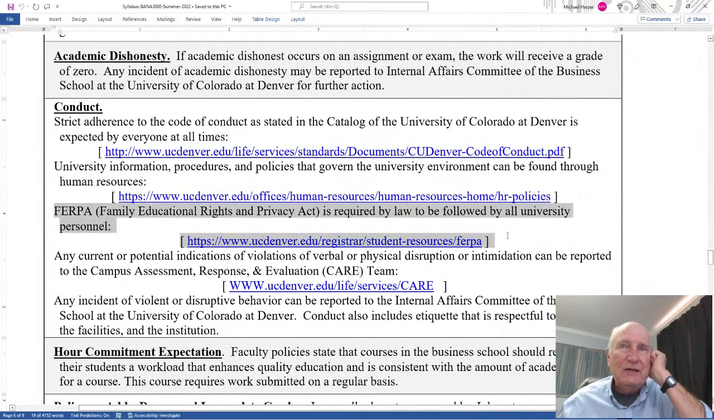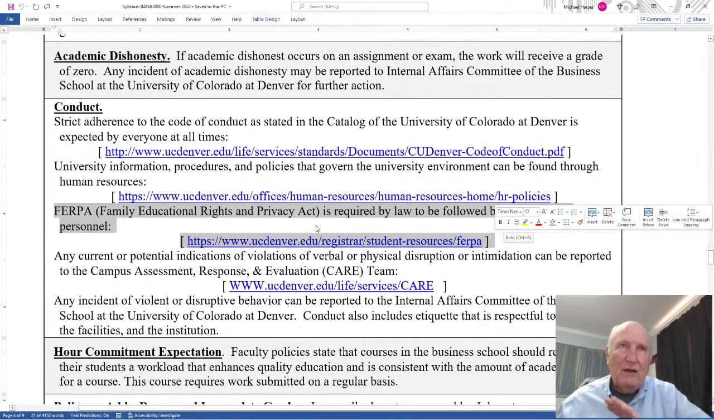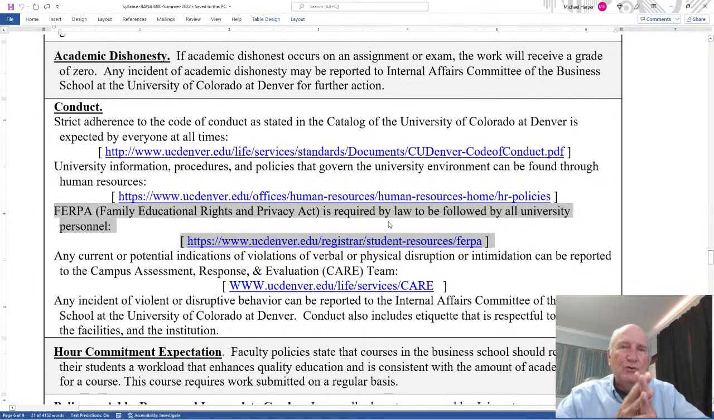FERPA. FERPA is going to be followed by me. I will follow FERPA, the Family Educational Rights and Privacy Act. In other words, you have the right to privacy of your grades, of your information. I'll give them just to you. If someone asks for them, I will not give them unless they justify a need to know and a right to know. And that's exactly what the educational privacy, that's what FERPA is saying. And I will follow that. I will not give it to someone just because they say they need it or they want it or they yell at me. I don't do that.